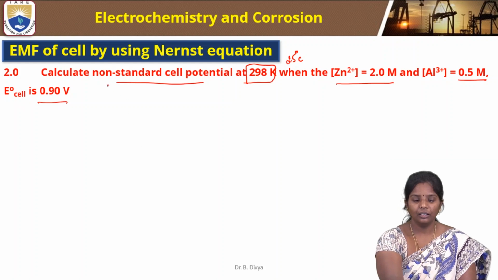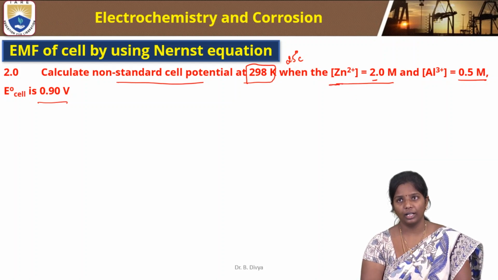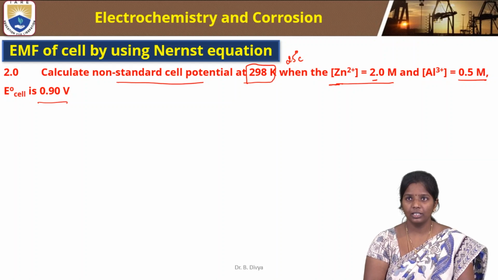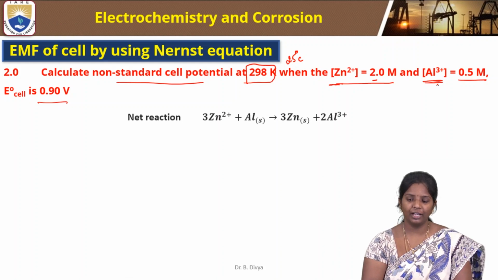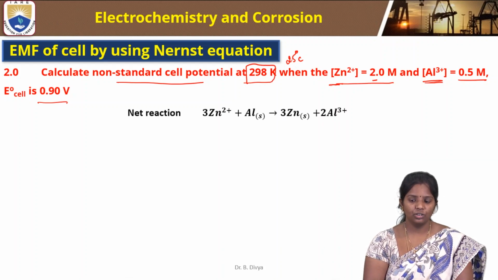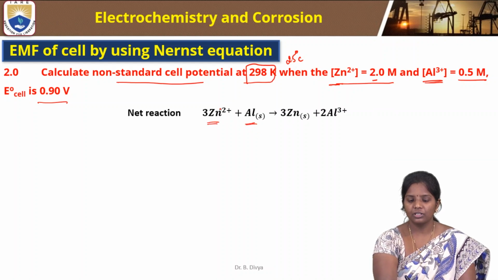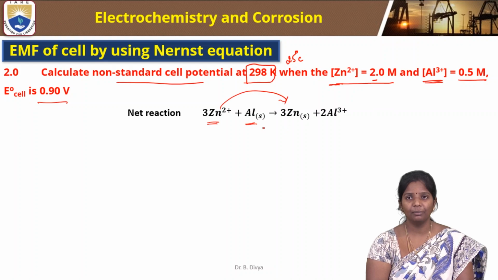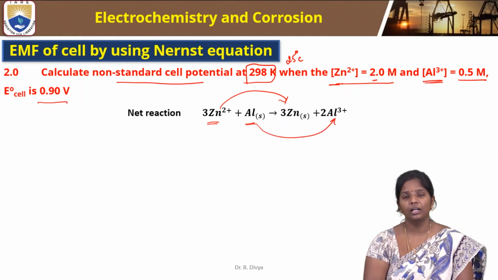So now calculate the non-standard cell potential at 298 Kelvin when the concentration of zinc ions is 2 molar. The 2 molar zinc ions are present in one cell and the aluminium ions are 0.5 molar. Then the reaction goes like this: the zinc ions plus the aluminium convert; reduction is taking place, and for aluminium, oxidation, an increase in the oxidation state, from 0 to plus 3, is taking place.